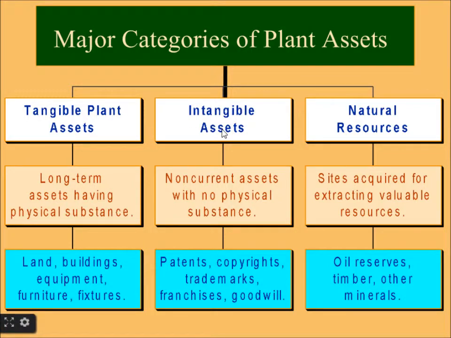What are intangible plant assets? Non-current assets with no physical substance. For example, patents, copyrights, trademarks, franchises, and goodwill are all intangible plant assets. Natural resources: sites acquired for extracting valuable resources. For example, oil reserves, timber, and other minerals are all natural resources.